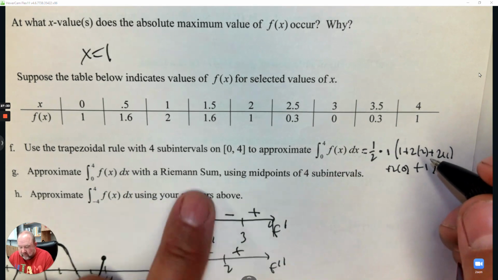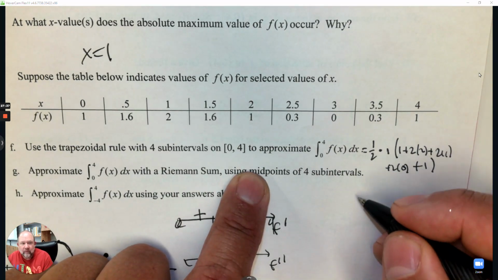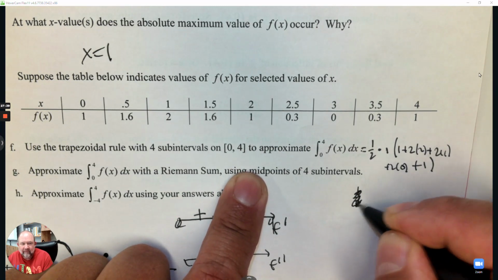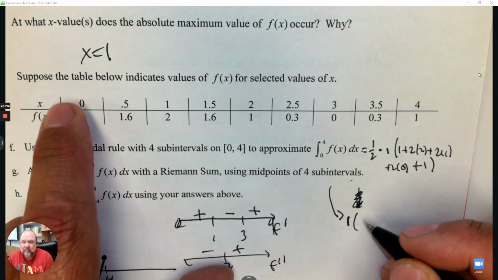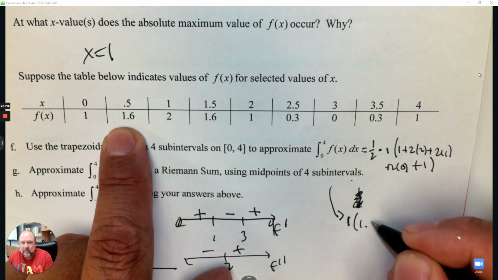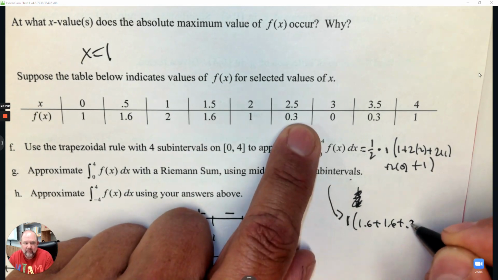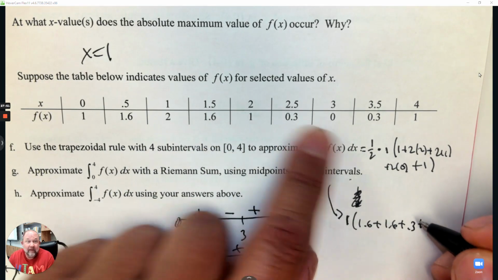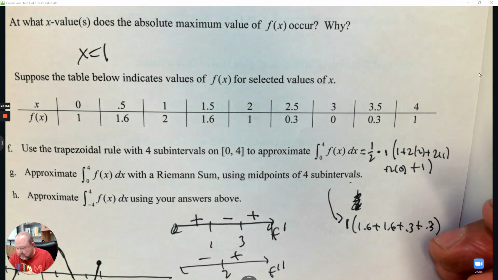For G, use a Riemann sum using the midpoint of 4. So we don't have the 1/2 in front for that. Just 1. And midpoint means we use the middle height, so that's 1.6. Use the middle height, 1.6. Use the middle height, 0.3. And use the middle height, again, 0.3. And you did it.